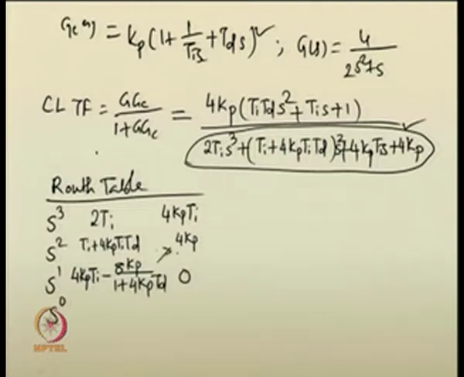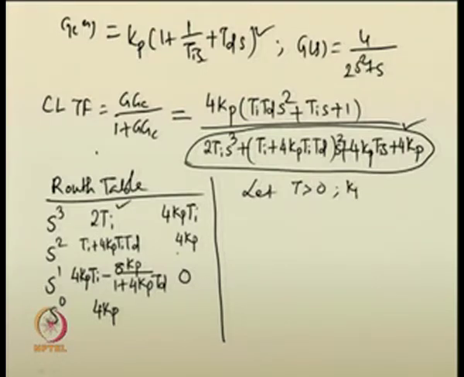Then the cross multiplication like this and this divided by this will give us 4 Kp as the coefficient of the last row. So, the closed loop system will give us a stable time response when all the coefficients of the first column have same sign. So, let me assume Ti is greater than 0, then this becomes positive. When Kp is greater than 0, then this becomes positive, and when Kp Ti Td is greater than 0, Td is also greater than 0, we get this coefficient as positive.